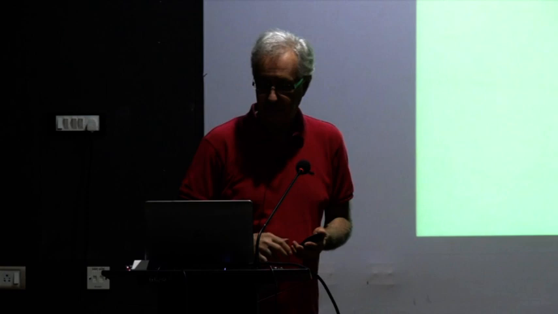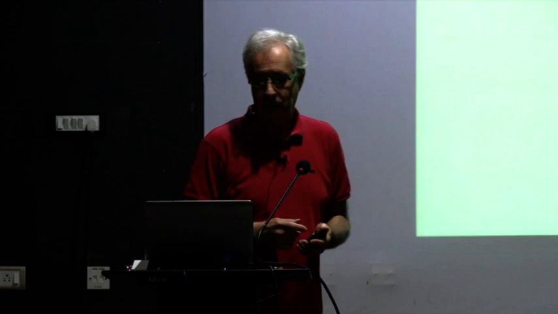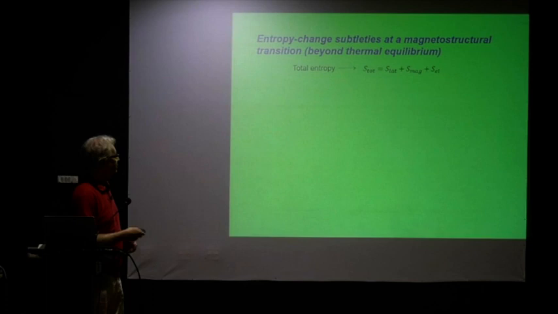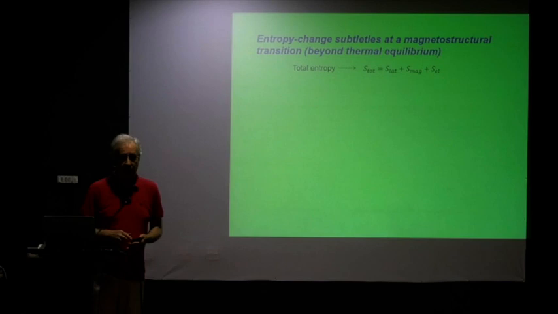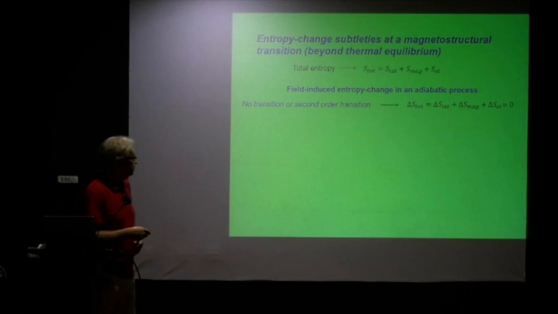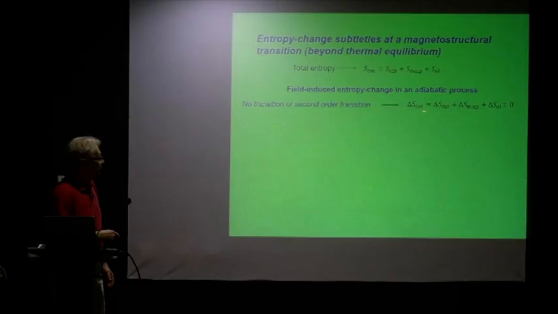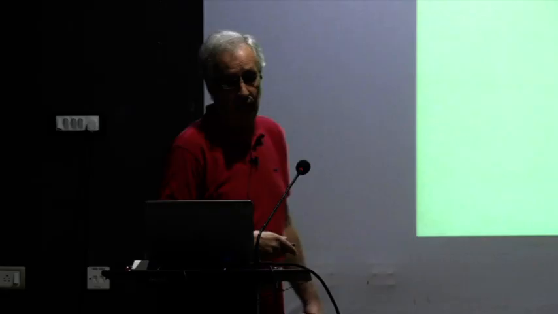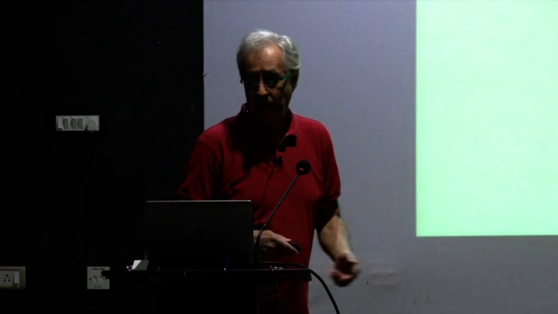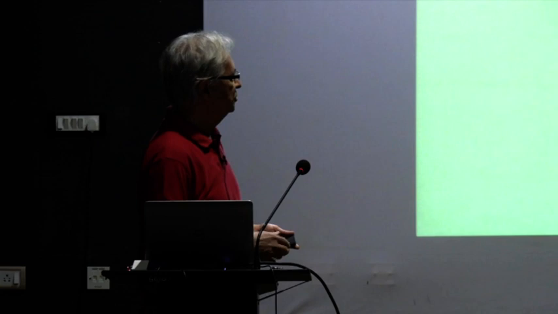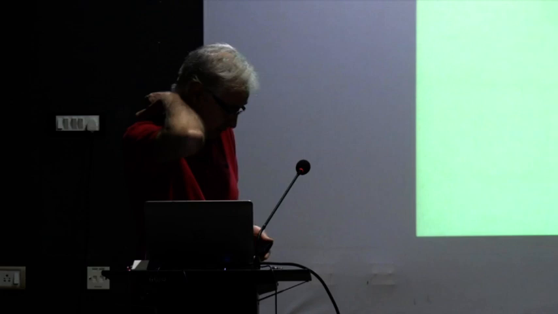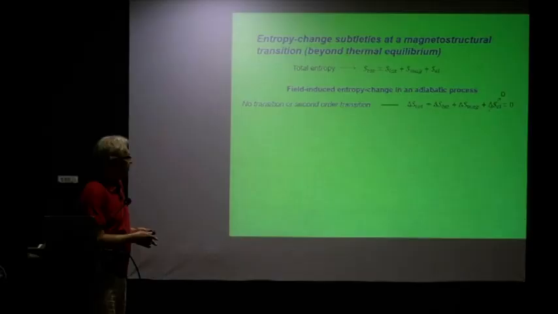It is always true, whichever way you look at it, that the total entropy at any point is going to be given as the total of the lattice, magnetic and electronic entropies. And if we have no transition, or let's say approximately a second order transition where the low temperature magnetization is higher than the high temperature magnetization, the change in the total entropy can be written as a sum of the changes of each individual component, and that will have to be zero. We consider that we don't have too much change in the electronic part, so the electronic entropy change is practically zero. So we have the balance between the lattice entropy change and the magnetic entropy change.